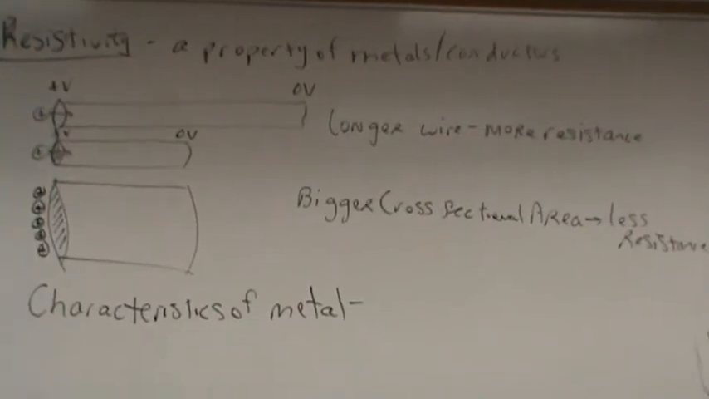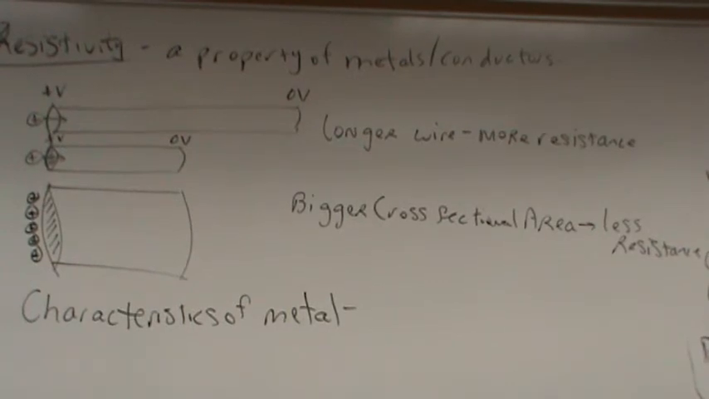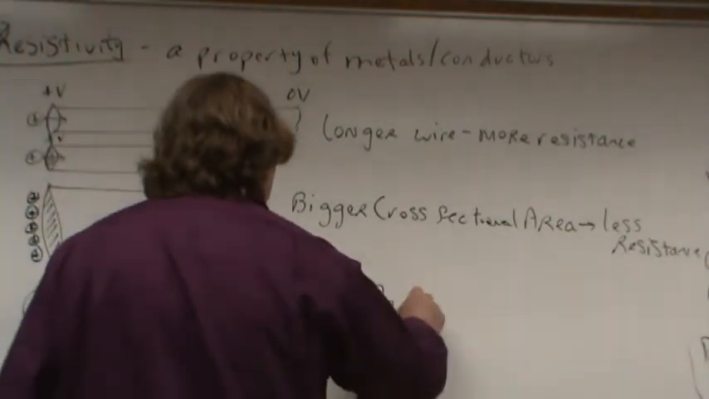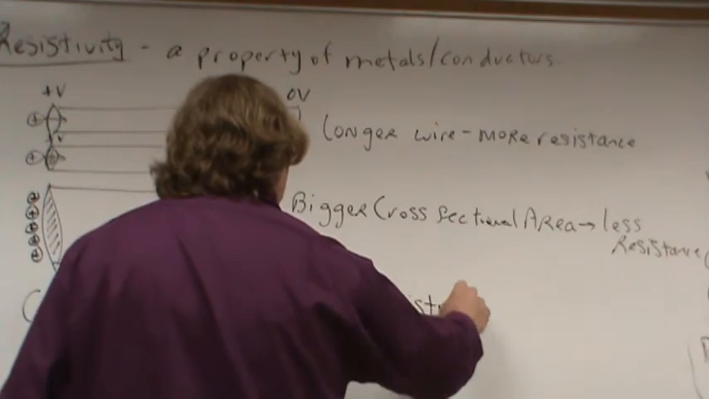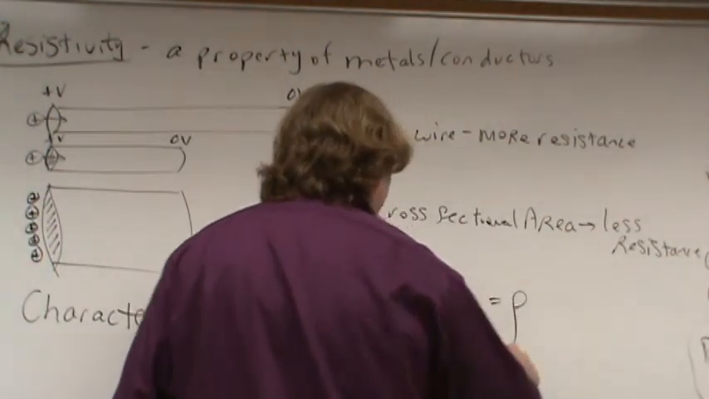You know, aluminum's cheaper, but aluminum's not nearly as good a conductor as copper. Steel is cheaper, but it's not nearly as good as copper. It's almost as good, but not that good. So yeah, the characteristics of the metal, and the characteristics of the metal we call resistivity. The resistivity of the metal is given by the Greek letter rho.